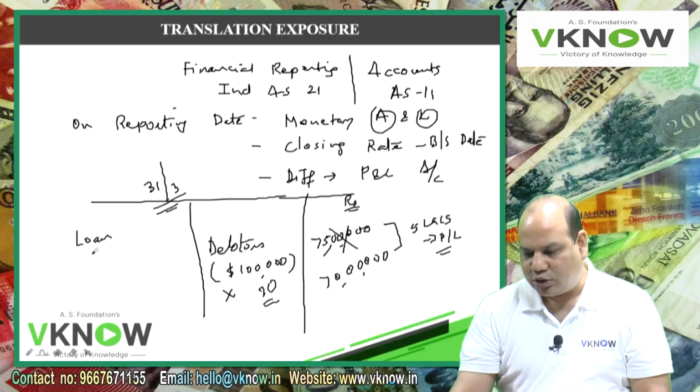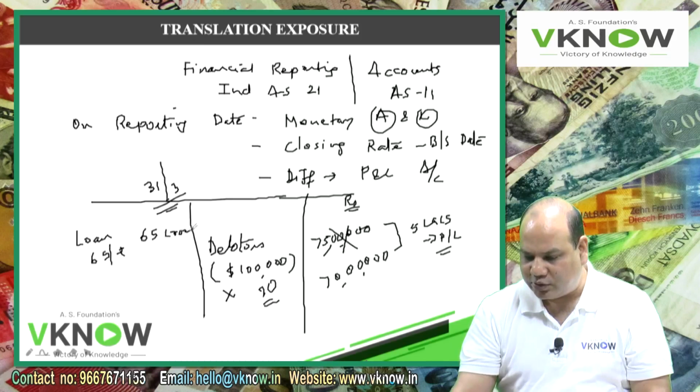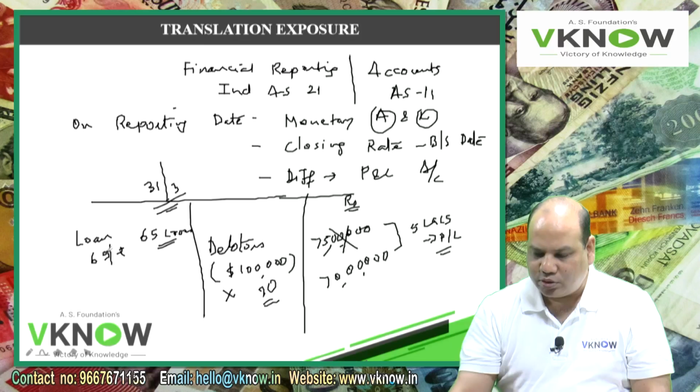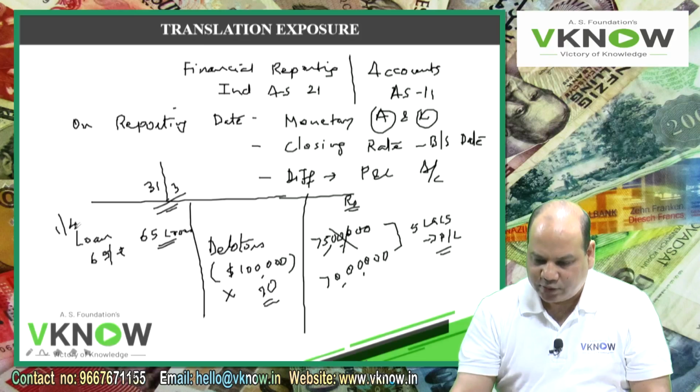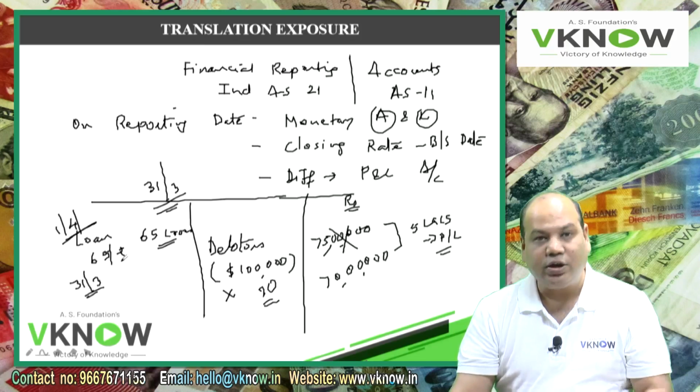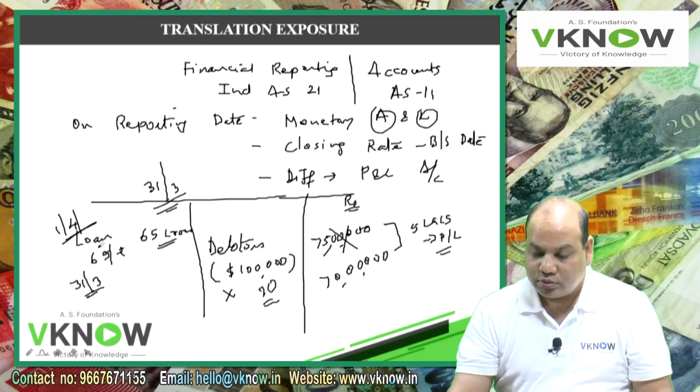When you took the loan, the rate was 65 a year ago. So the loan is appearing at 65 crore rupees in your balance sheet. You have borrowed this loan on 1st April, beginning of the year. Then at the end of the year, you found that the exchange rate is 75 now. You have taken a loan of 1 crore dollar.